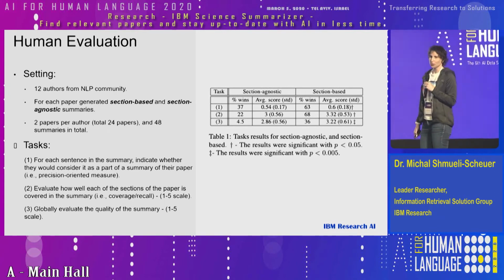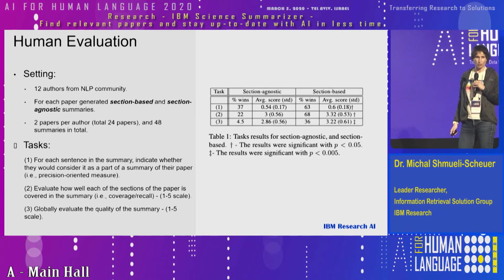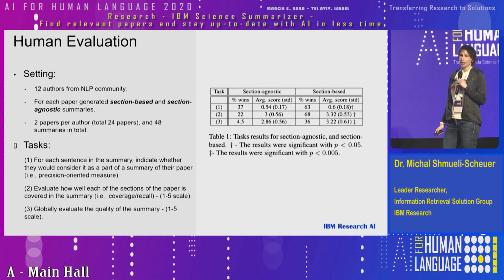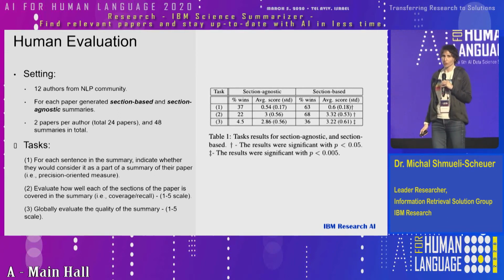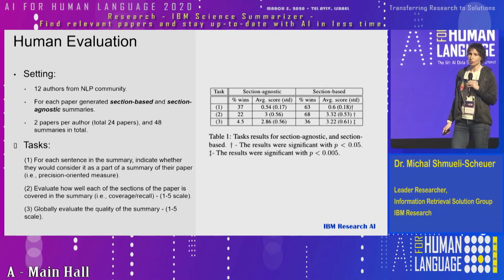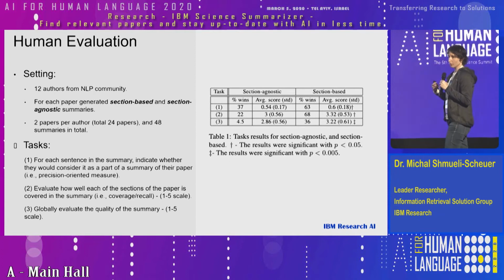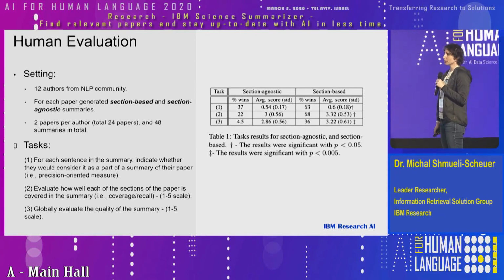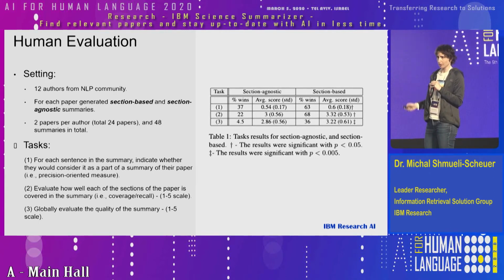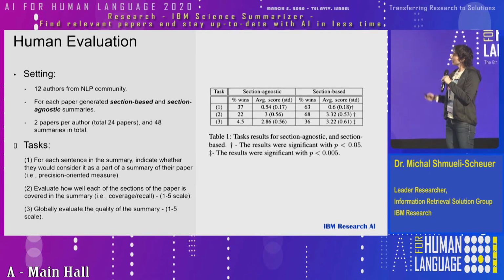In order to show some quality, we did some human evaluation. We approached 12 NLP researchers, each of whom was the first author of a paper, and we gave them 2 summaries. The first is what we call the section-based summary, which is the summary that our system generates, as I described. The other one is section agnostic.